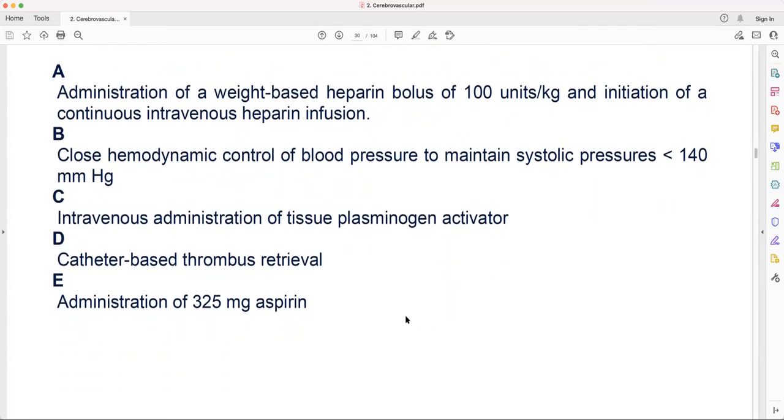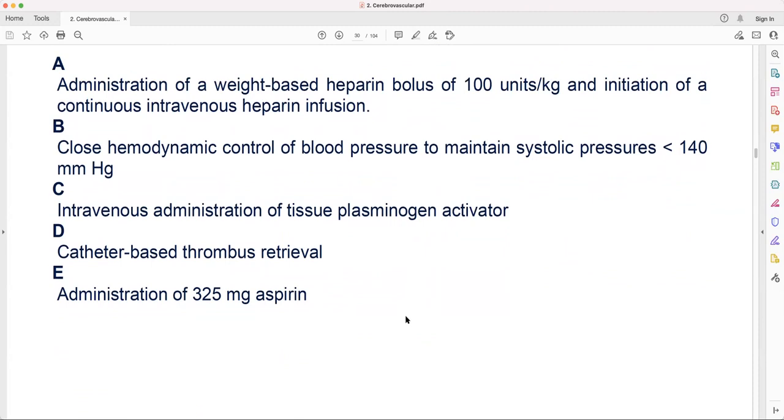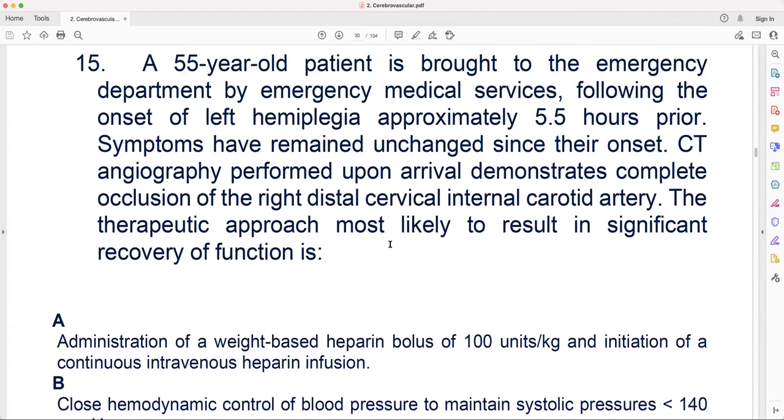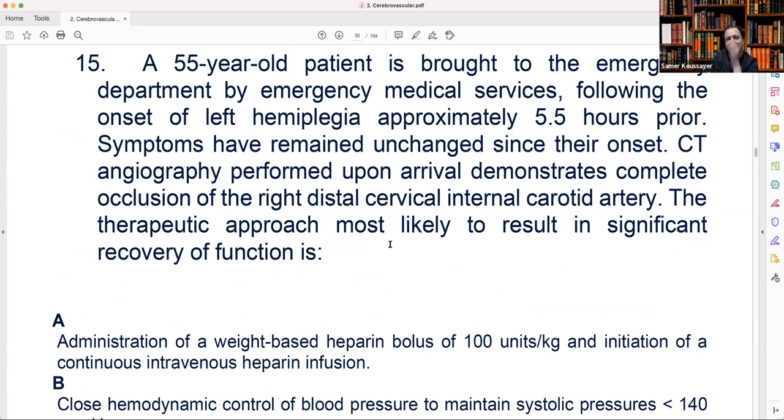Next one. Intravenous administration of tissue plasminogen activator, TPA. As we said, no, definitely he passed the window. He reached at 5.5 hours, but after the CT they took some time. Don't presume something not written. They give you 5.5, that's it. It's not your problem what happened. They will go with this time, 5.5 hours.